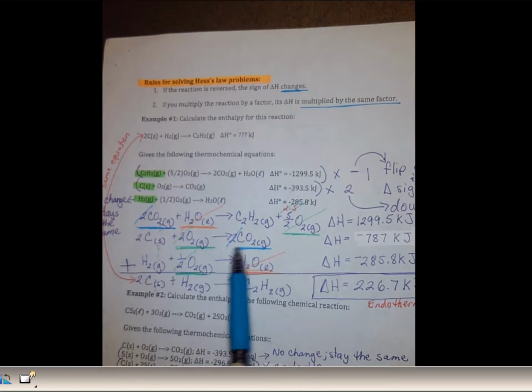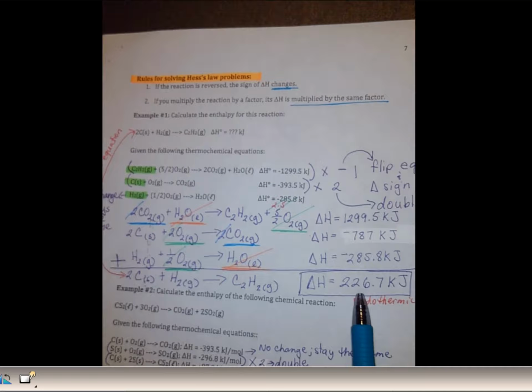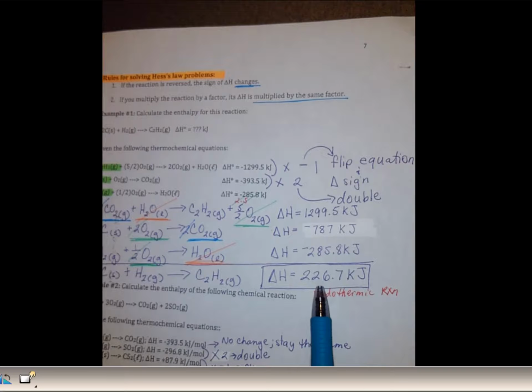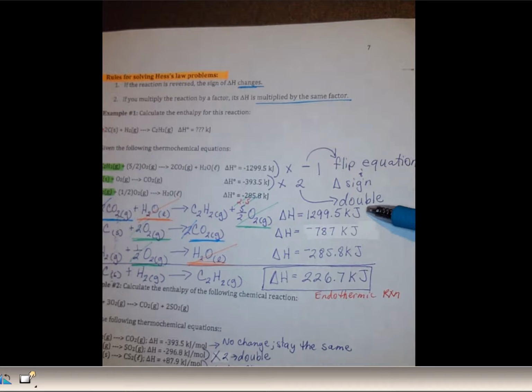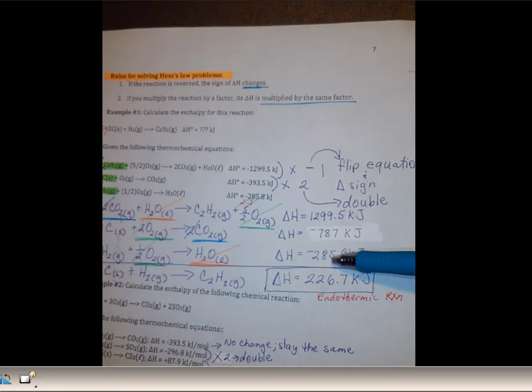So with all the intermediate compounds canceled, you have your original equation. Now we can go back and add up the change in enthalpy, keeping in mind the plus and minus signs. The overall change in enthalpy should be 226.7 kilojoules. In this case, this is an endothermic reaction.